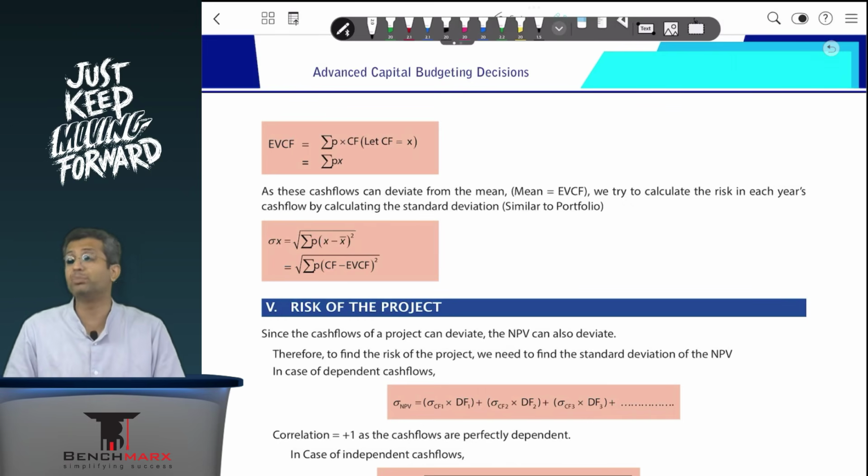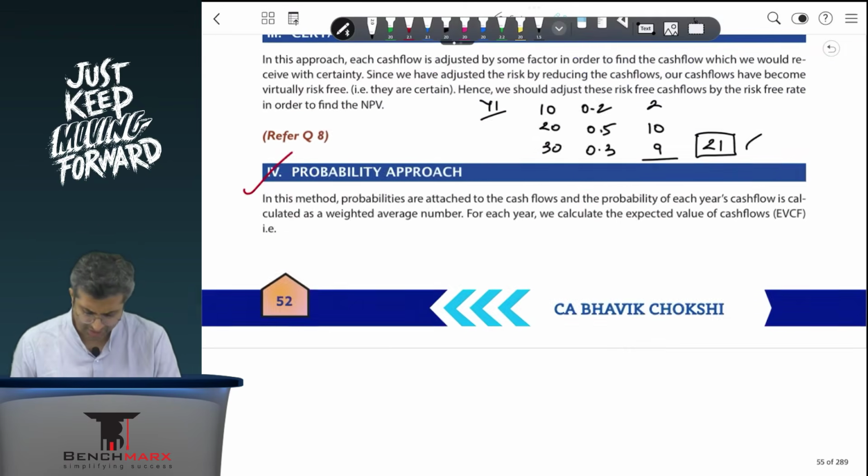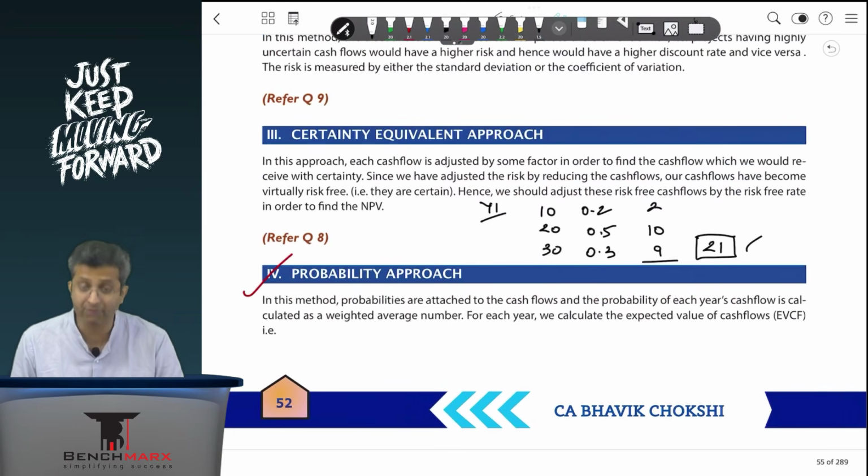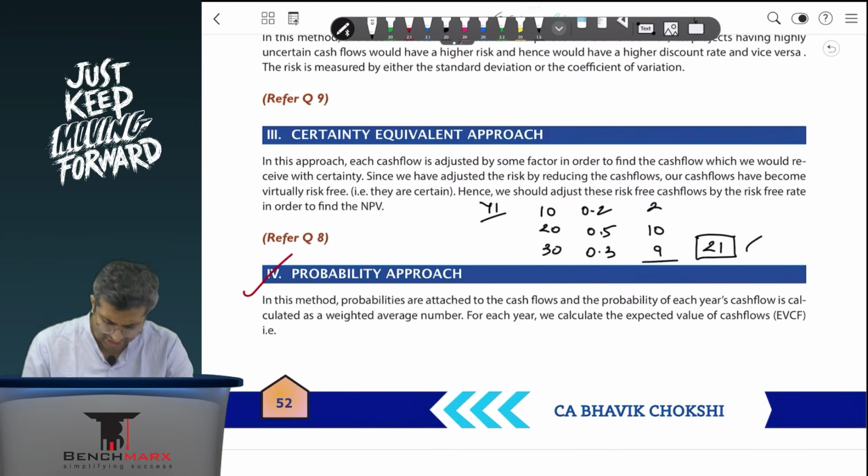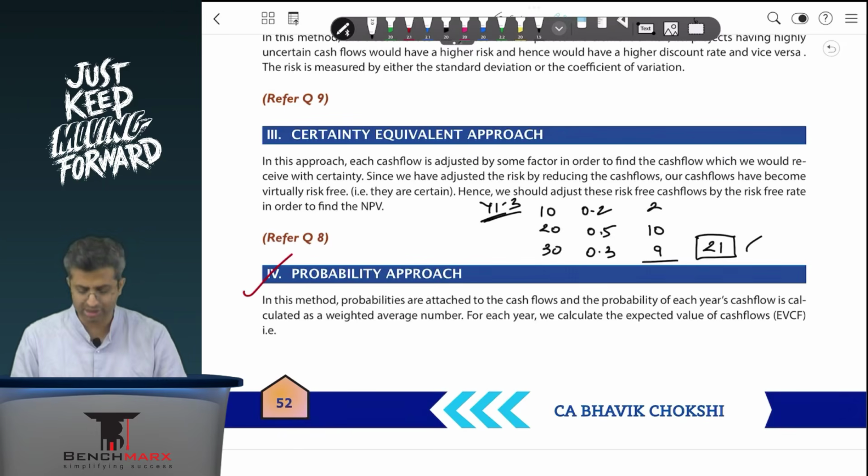Now, this expected NPV carries some risk because the cash flows can deviate, and hence you will try to calculate the standard deviation of these cash flows in each of the years. For example, if I were to look at the first year, let's say this project has 3 years, and in each of these years, these were the given cash flows, and 21 was the expected cash flow.